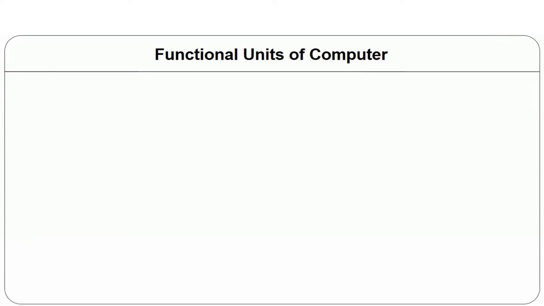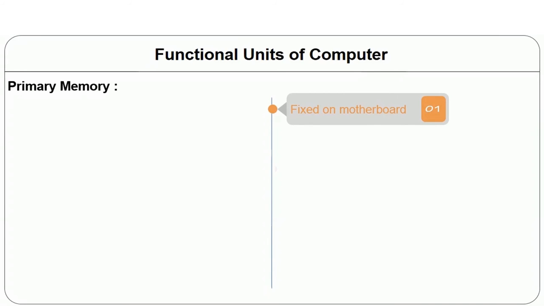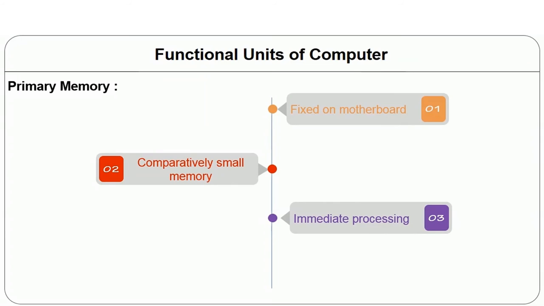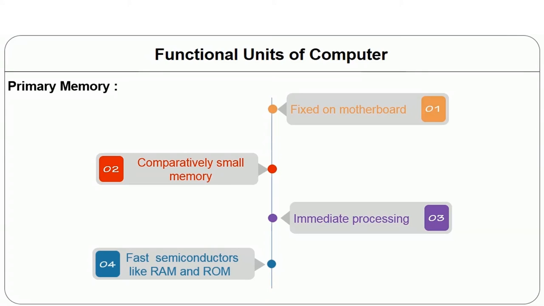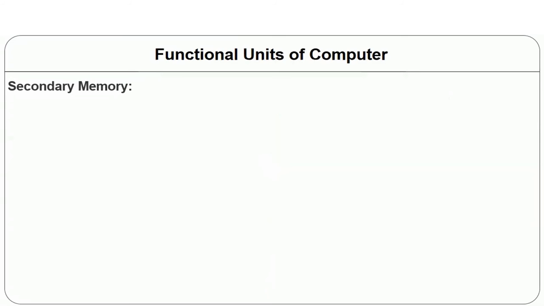Memories are divided into two basic categories. They are primary memory and secondary memory. Primary memory is fixed on the motherboard. It is comparatively small memory used for manipulation and temporary storage. It is for immediate processing needs and makes big difference in final output. It is made of fast semiconductors. Examples are RAM and ROM.